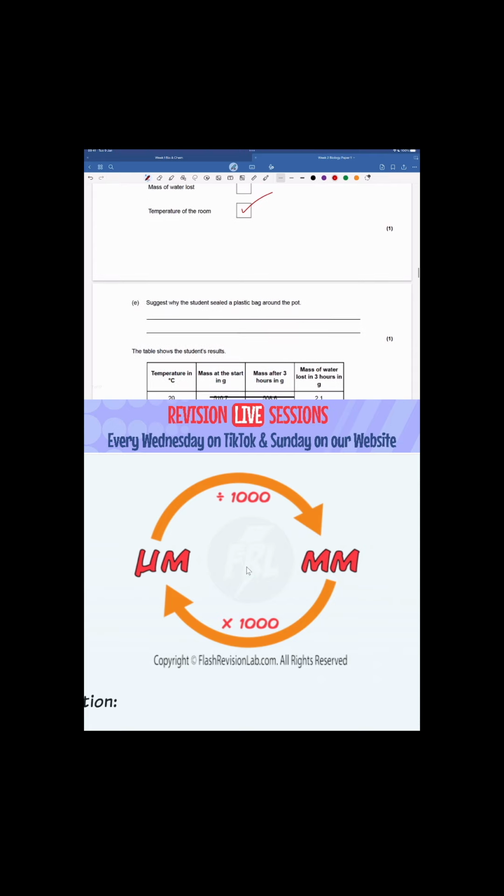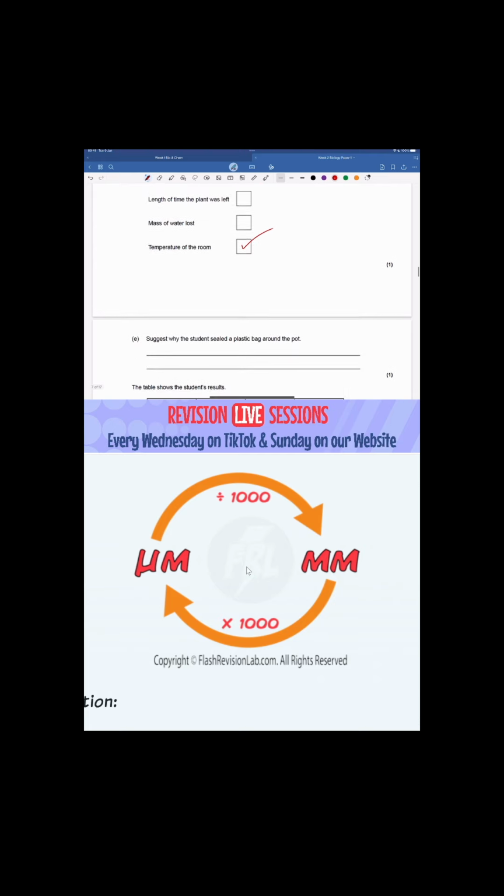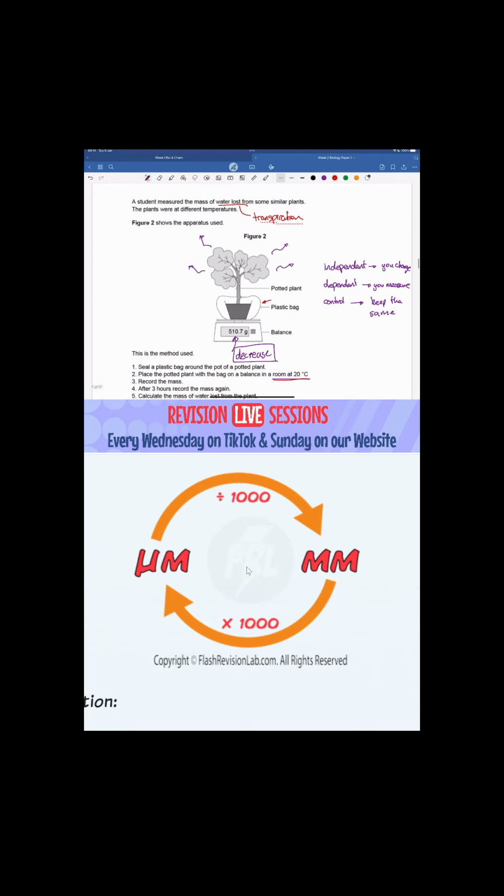Suggest why the student sealed a plastic bag around the pot. Okay, so I told you we would come back to that. Why do you think there's a plastic bag around it? What does it say at the top, which you wrote? That says independent, you change. So this is what you change. So nothing escapes.